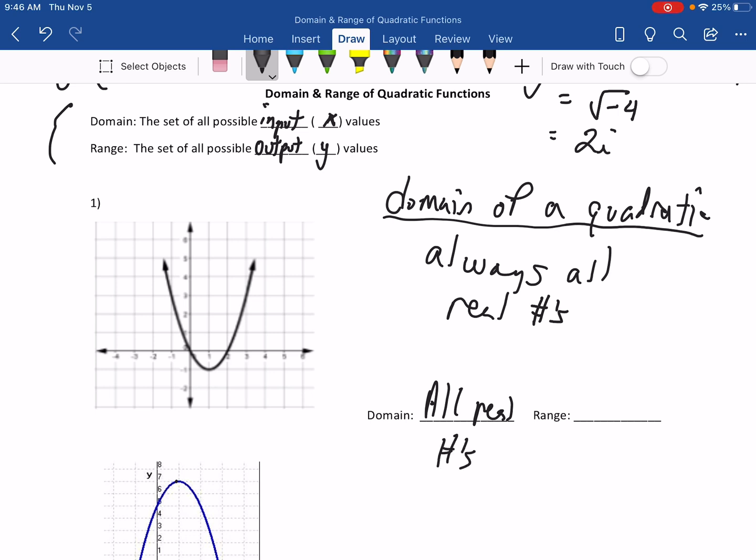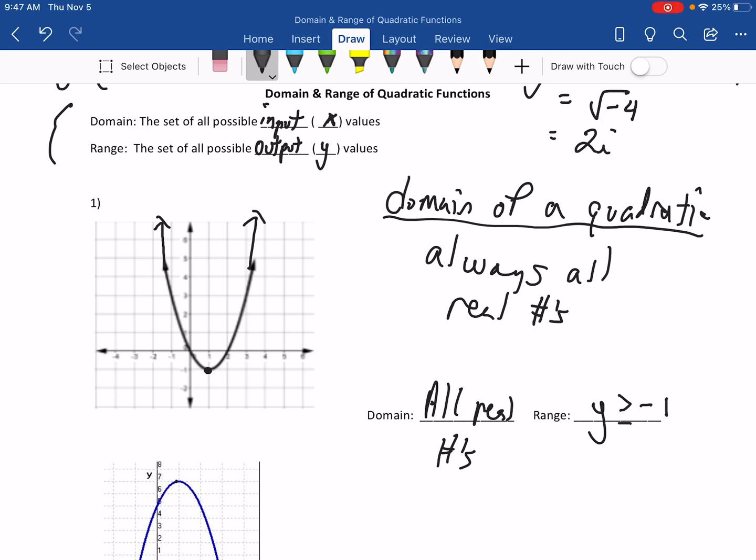For the range, again, we're talking about the y values. Well, we need to look at our smallest y value, which is going to be negative 1 here. And then the y's get larger and larger, because remember, these arrows mean it extends infinitely. So we're going to describe the range here as y is greater than or equal to negative 1. I think I said 1 before. It's negative 1, all right?